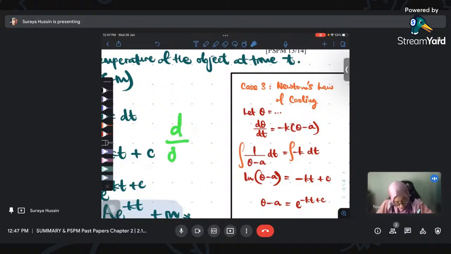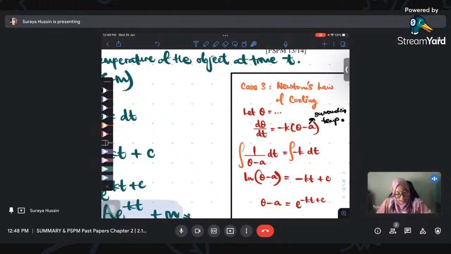So rate of change of the temperature is proportional. In physics, this is the symbol. Okay, it's proportional to the difference. The difference bermaksud perbezaan di antara temperature of an object dengan temperature of the surrounding. In this case, A ni bermaksudnya temperature surrounding, room temperature. Room temperature usually 24 degree ataupun 26 degree Celsius. Okay, so just understand that A means surrounding temperature.